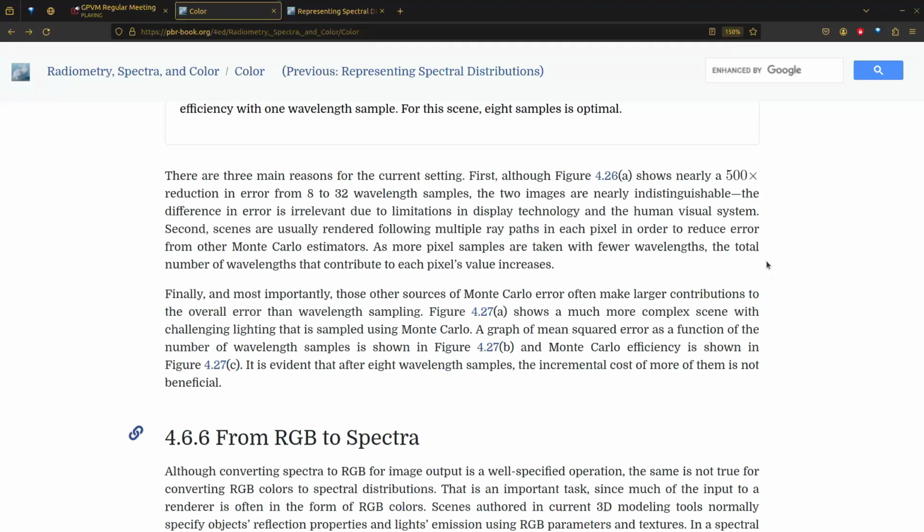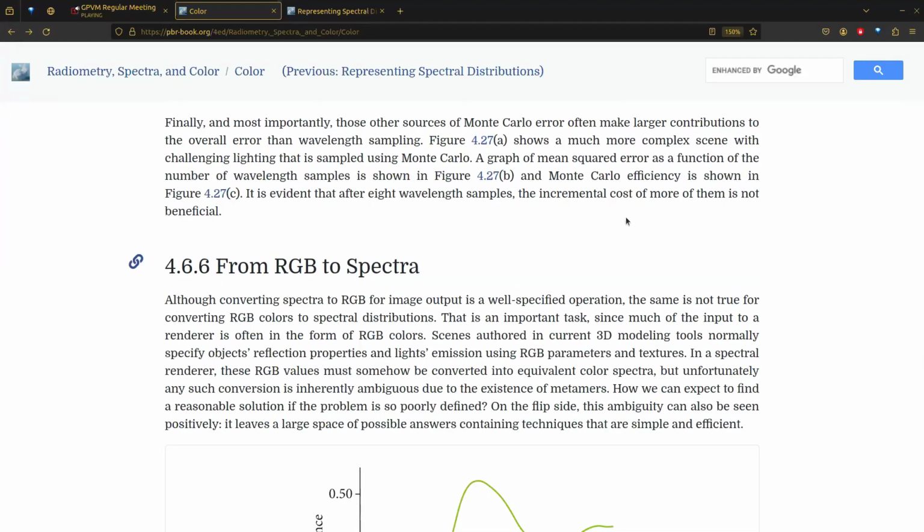Second, scenes are usually rendered following multiple ray paths in each pixel in order to reduce error from other Monte Carlo estimators. As more pixel samples are taken with fewer wavelengths, the total number of wavelengths that can contribute to each pixel's value increases. Finally, and most importantly, these other sources of Monte Carlo error often make larger contributions to the overall error than wavelength sampling.